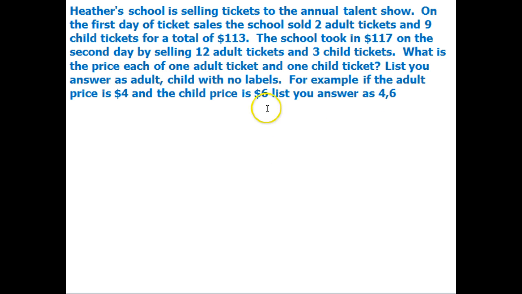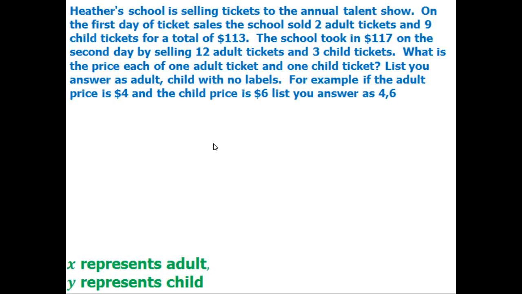The first thing we need to do is identify what variable we're going to assign for the adult and which one we're going to assign for the child. I chose X and Y. Those are the most commonly used ones, though you could choose any variable that you wanted. It didn't really matter. I let X represent the adult and Y represent the child's ticket, just for reference. So if we've got that, let's identify the first equation.